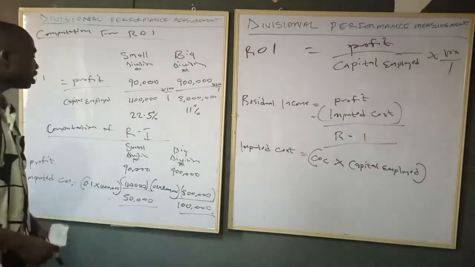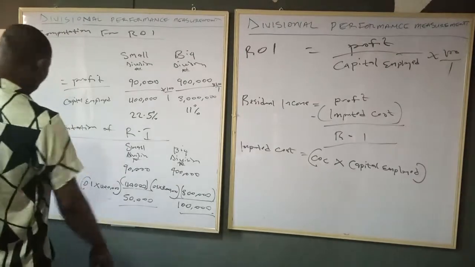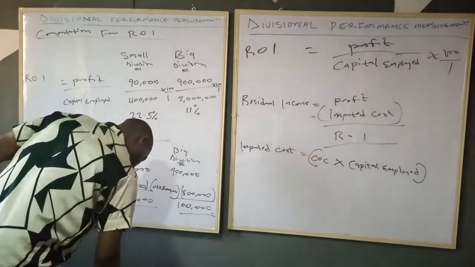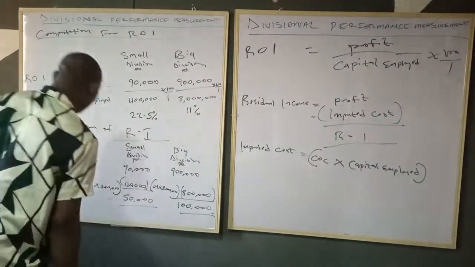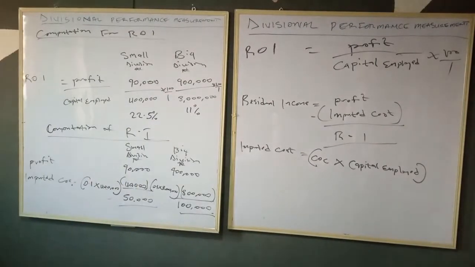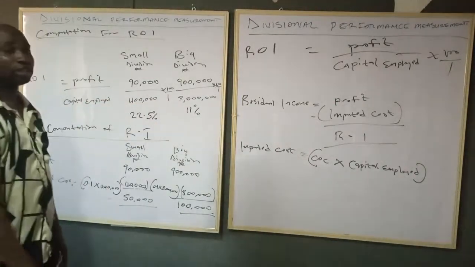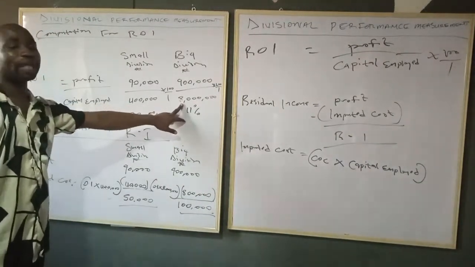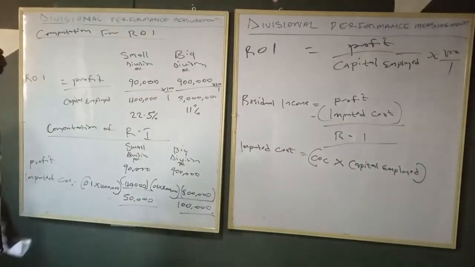They will definitely give the return on investment. They will definitely give the residual income of 1.8 million naira. So how do we get 1.8 million? That is 22% of 8 million, which will be 1.8 million naira, if they are given the opportunity of this same capital employed that big division is being given. So our comment will be based on that.